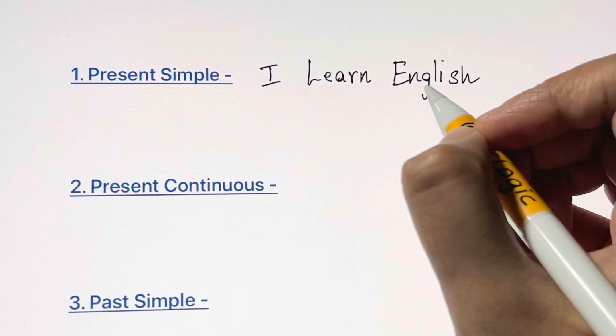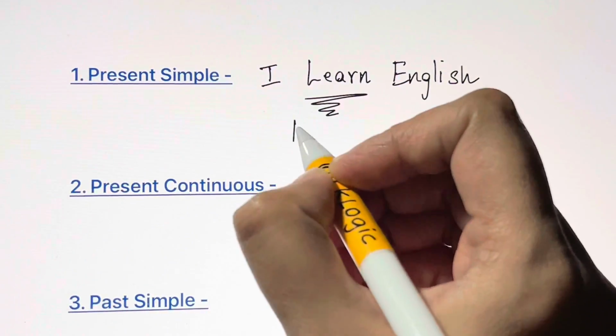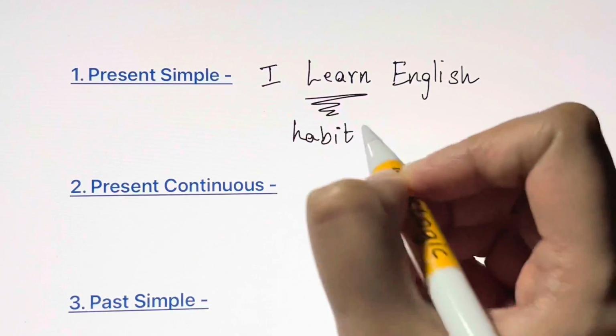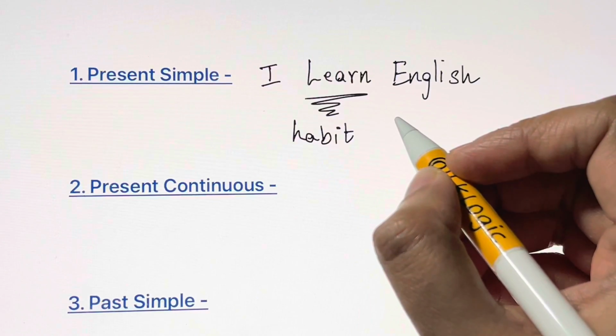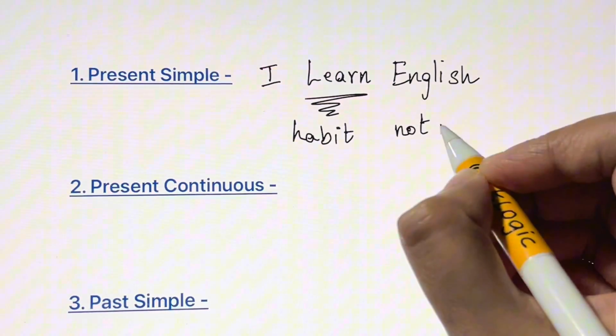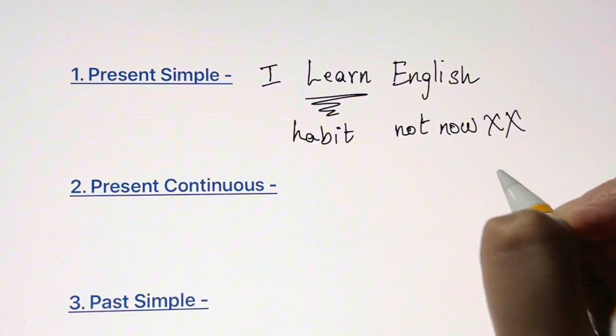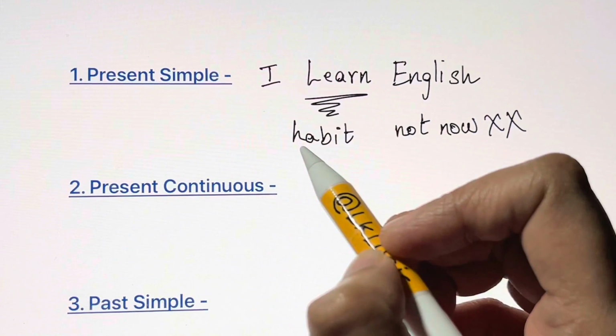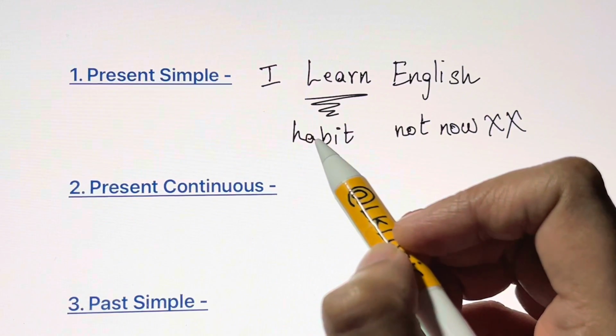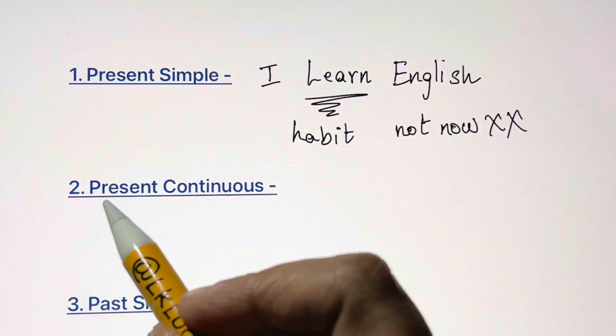I learn English. It means it's just a habit, or I like to learn in general, but not now. So this sentence doesn't mean that I'm learning now. It's used for habits and general truths about me. Alright, let's say next one.